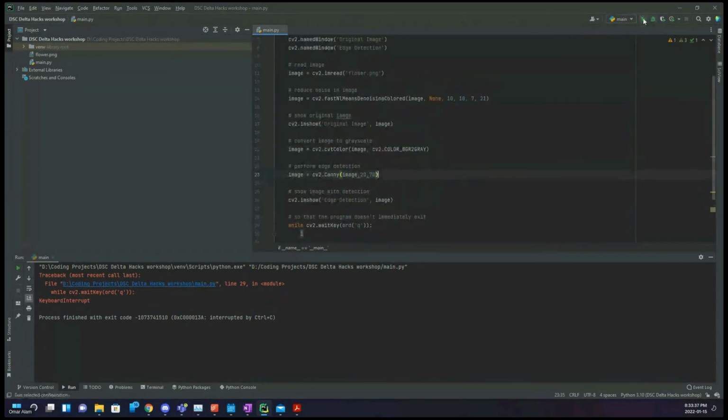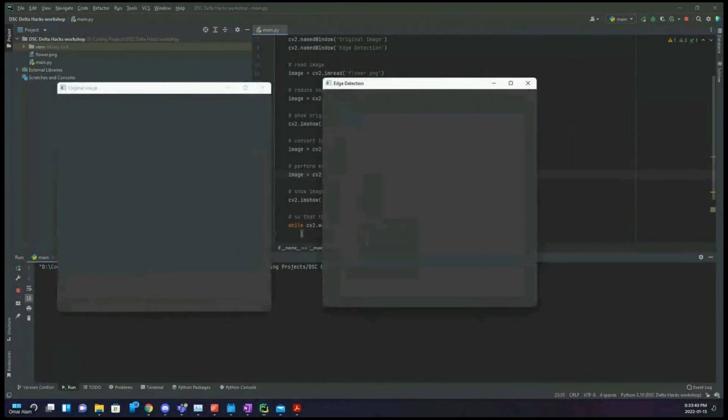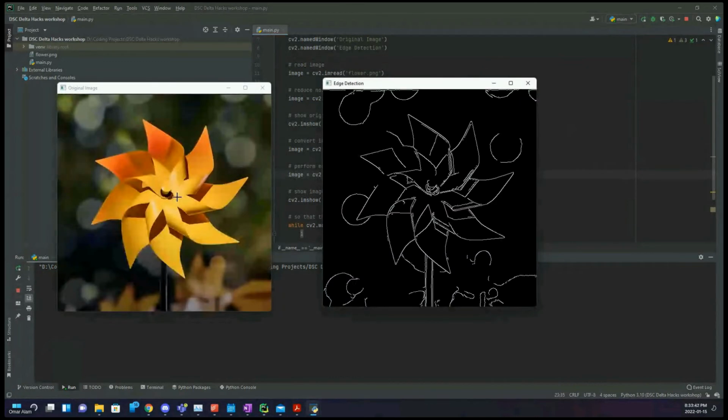And let's run this. All right, so here's the original image. This is the image that we inputted into the algorithm, and this is the output we got. And as you can see here, every time there's a sharp change in the color, there's an edge.